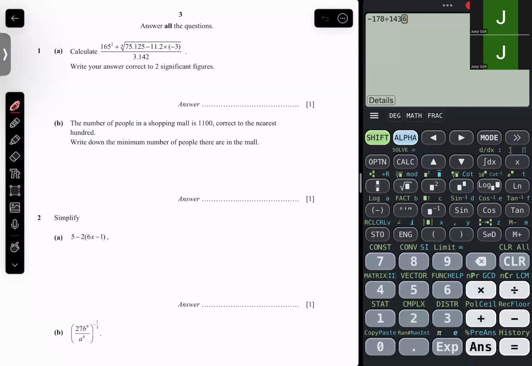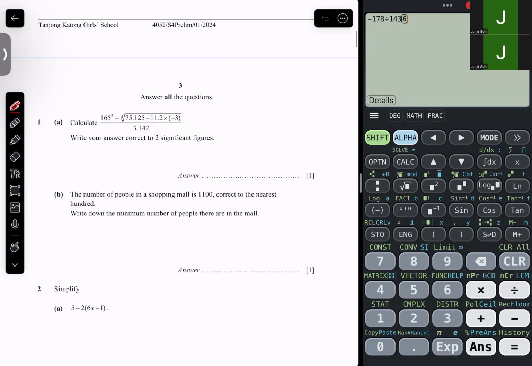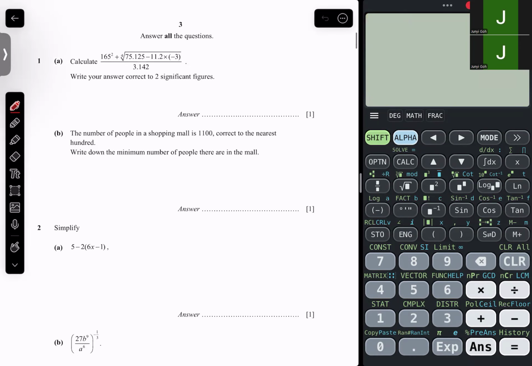Okay, let's take a look at this paper. Tanjong Katong Girls' School 2024 prelim paper. Let's take a look. Now, question one.